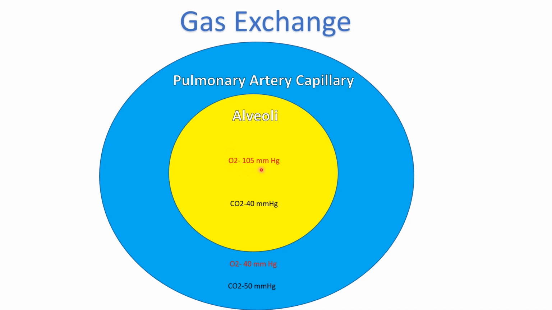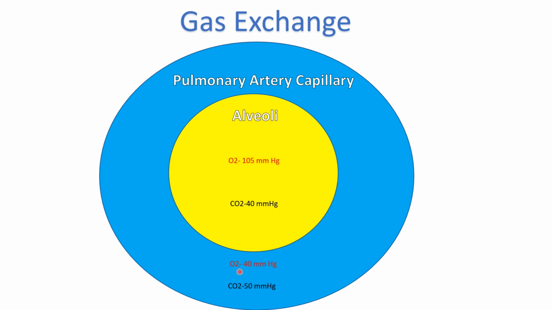Now take a look at this oxygen. O2 is the oxygen, and it's the concentration of the oxygen inside the alveoli. As you know, the air that we breathe in is higher in the concentration or the amount of oxygen, right? It's 105 millimeters of mercury.